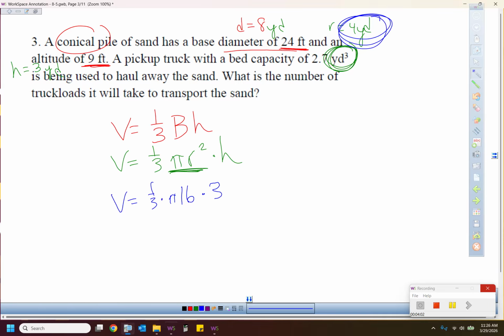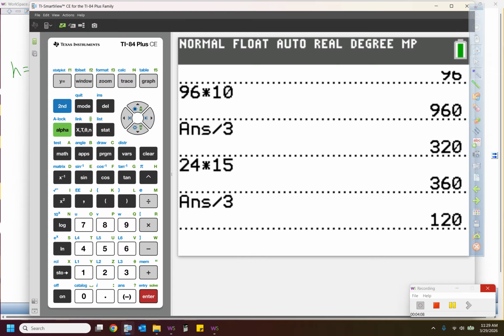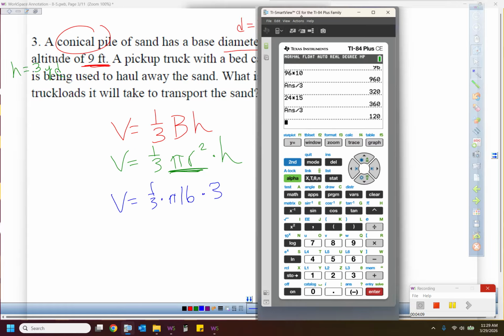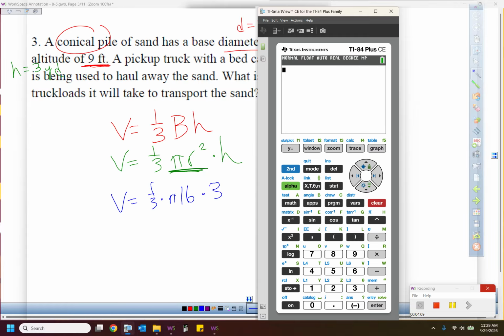So then, now we got some nasty work here because of the pi and the 1/3 and all this crazy stuff. So here's what I like to do. I want to see if it comes out nice. So I'm going to clear everything out. I'm going to take the 16 times the 3, and that's 48. I'm going to save that pi for last, so I'm going to deal with the 1/3 by dividing by 3. And it just so happens that that does come out nice, right? That's going to be 16.